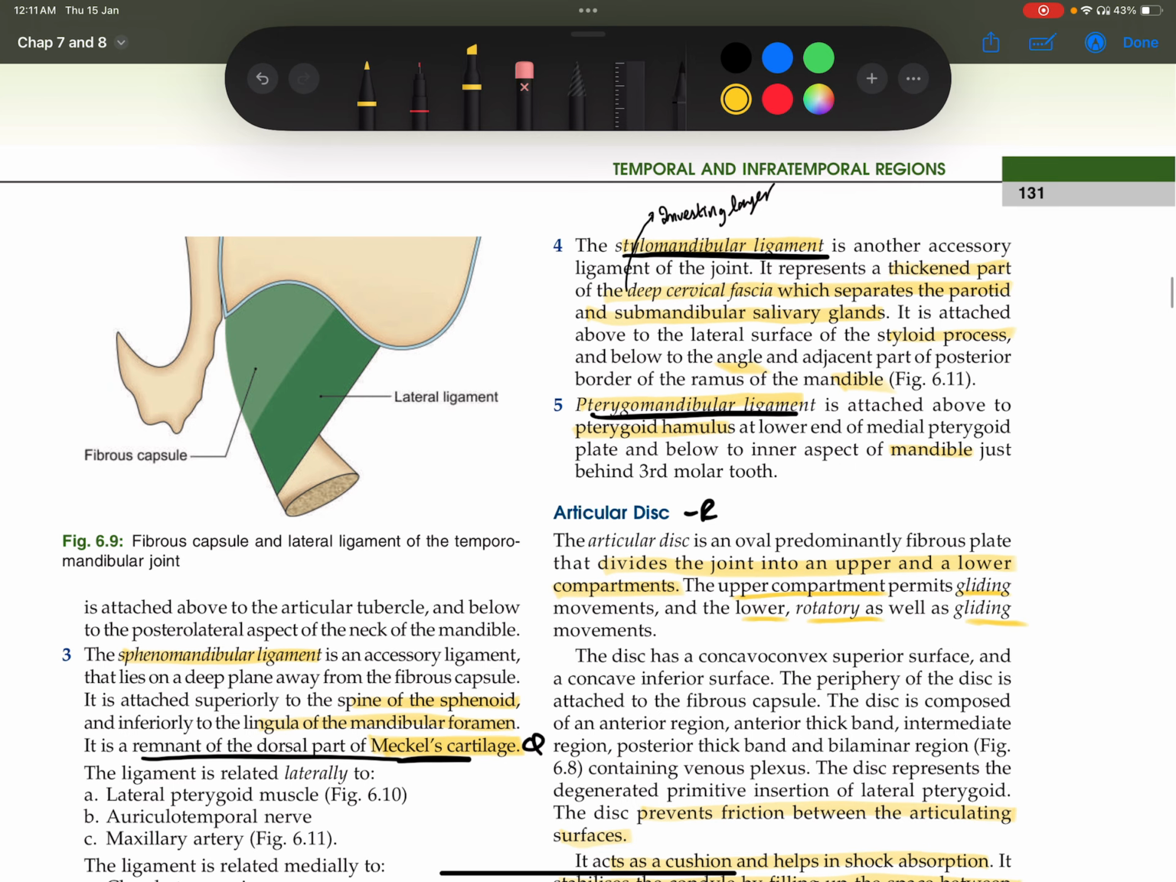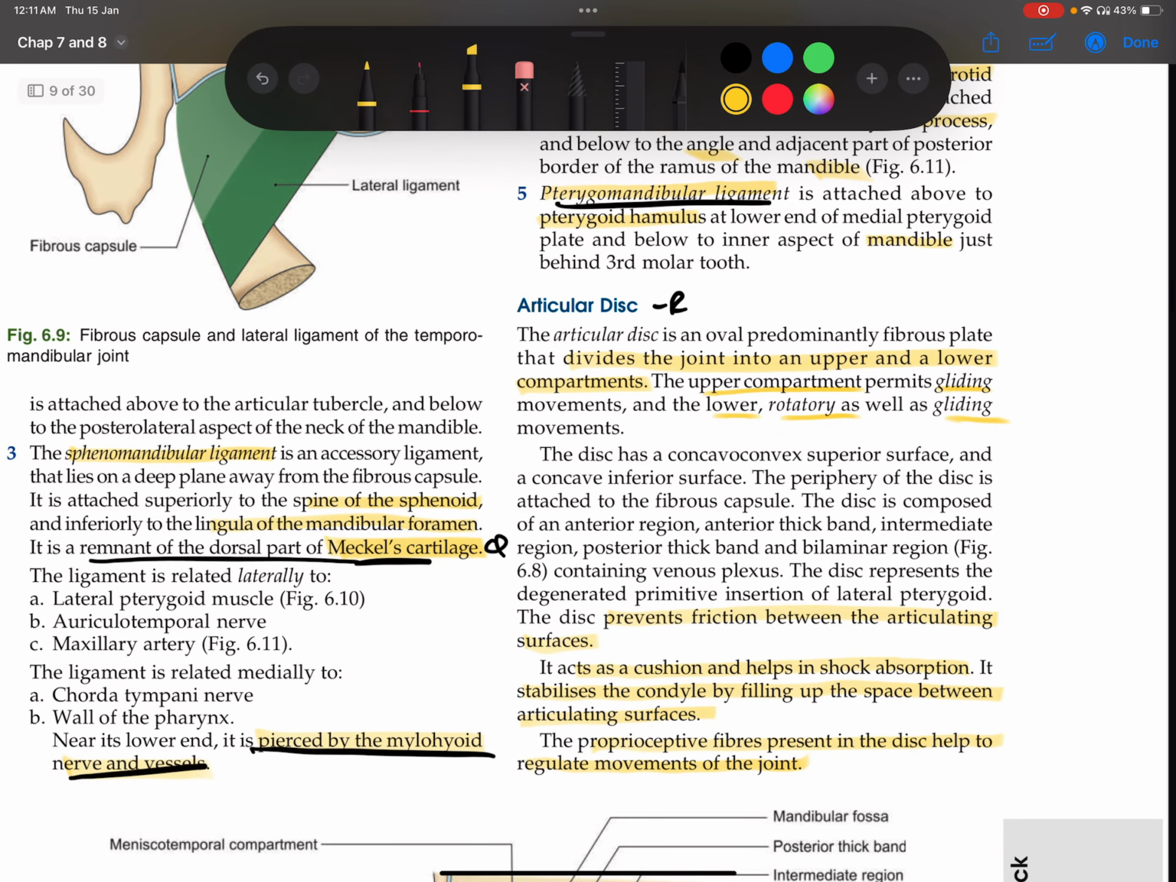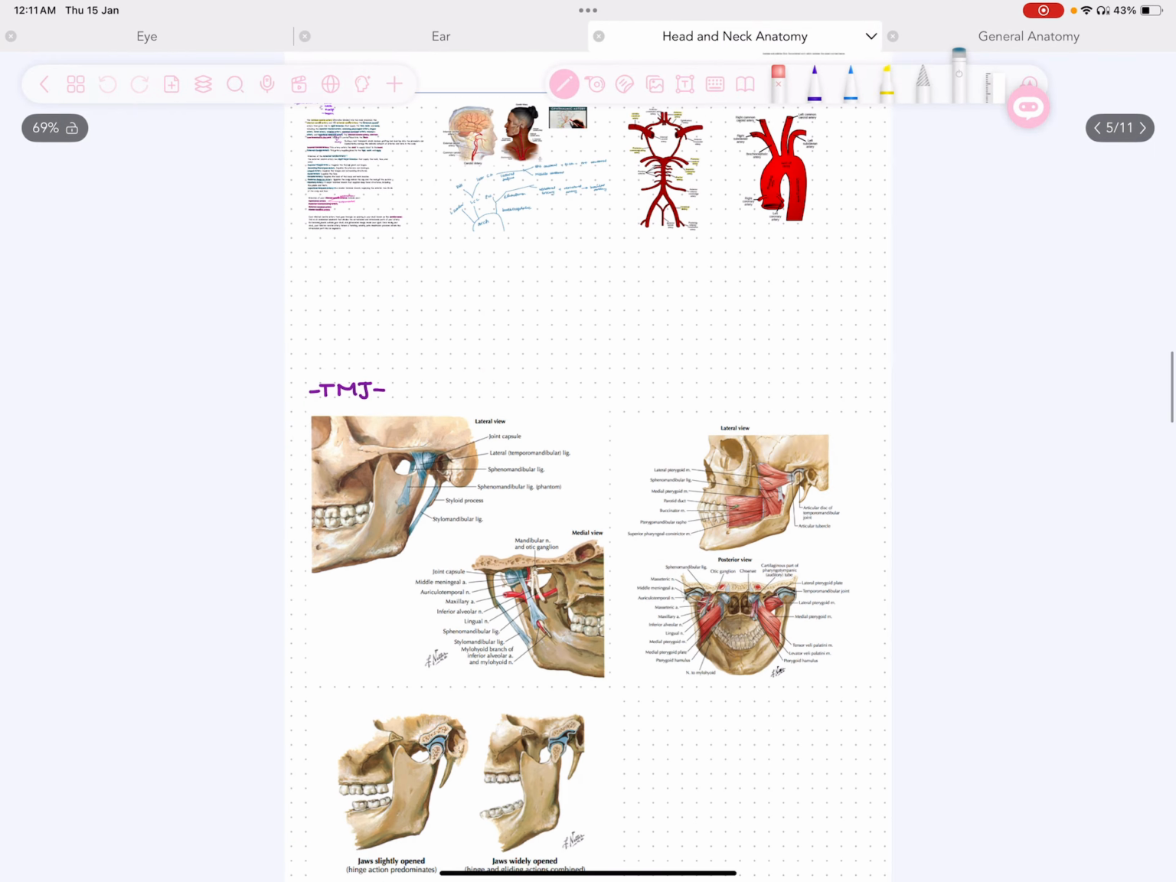Then you'll have the stylomandibular ligament. It is formed by the investing layer of the cervical fascia and it separates the parotid and submandibular glands. And then you have the pterygomandibular ligament, from the pterygoid hamulus of the sphenoid bone to the mandible. You may be wondering what the pterygoid hamulus is.